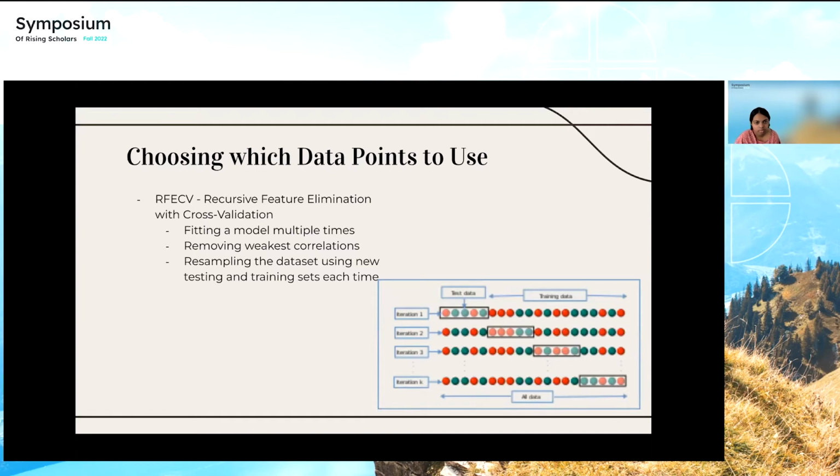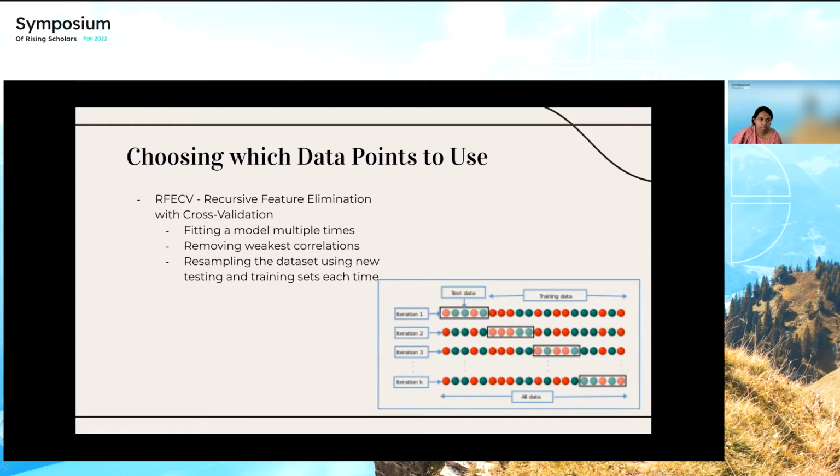In choosing which data points to use, I used a technique called RFECV, recursive feature elimination with cross-validation. Basically, this fit a model multiple times and removed the weakest correlations, and then resampled the data set using new testing and training sets multiple times. So the picture on the bottom right of the slide shows cross-validation in a nutshell. Basically, each iteration, it takes on new testing and training data, and that helps increase the model accuracy.